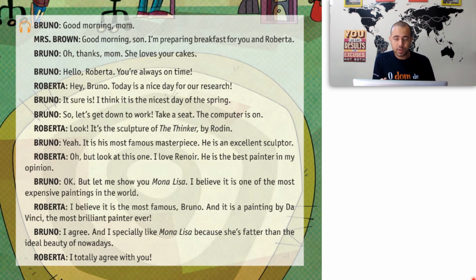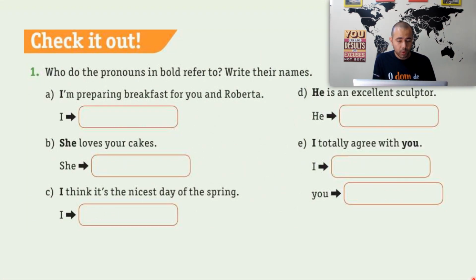So check it out. Exercise number 1. What do we have here? Who do the pronouns in bold refer to? Write their names. So right here, you need to pay attention to the pronouns. Analyze the pronoun, and then you need to come back to the text and find the reference of those pronouns.